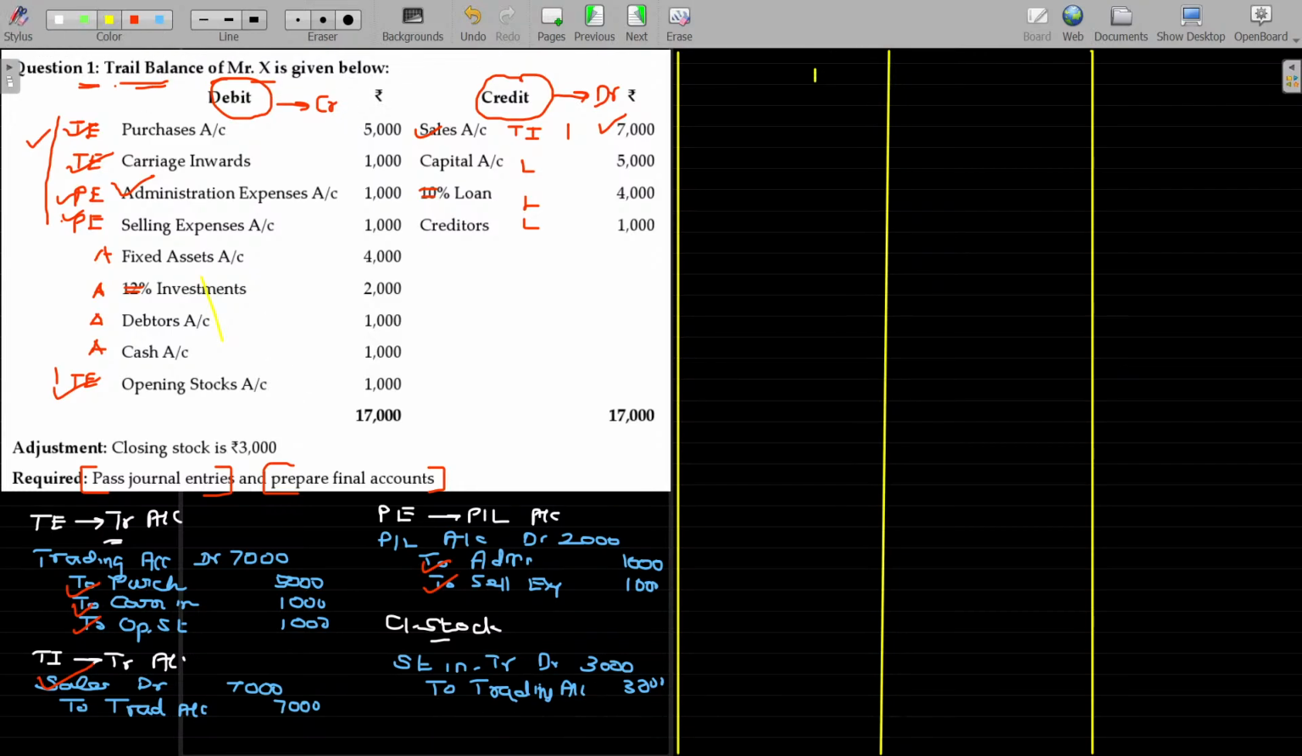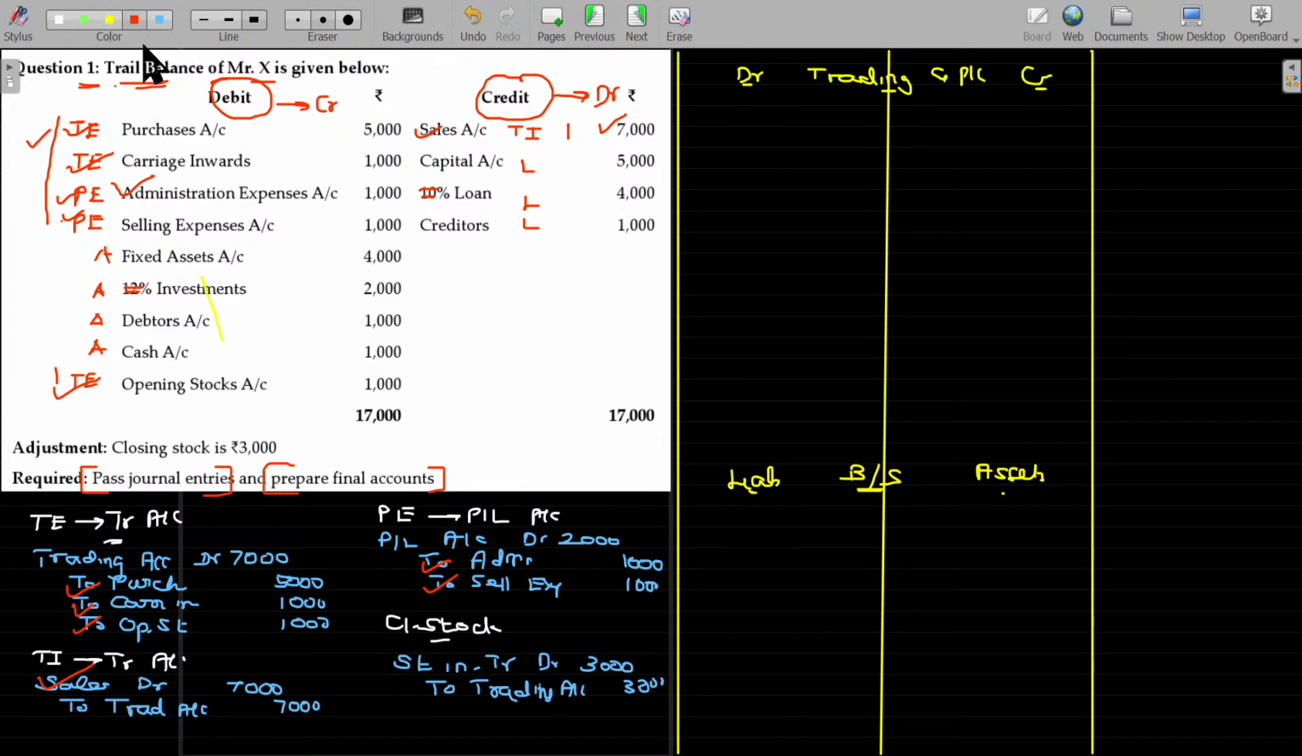Trading and P&L account. And then balance sheet. Assets on the right hand side, and liabilities on the left hand side. Debit and credit.